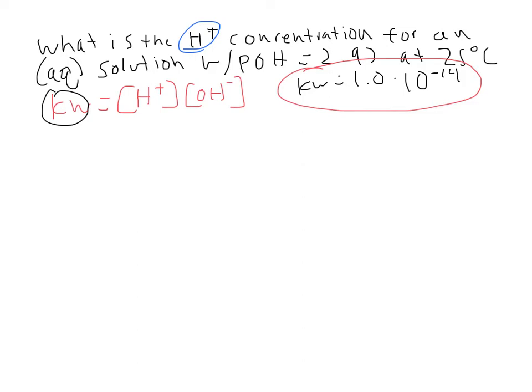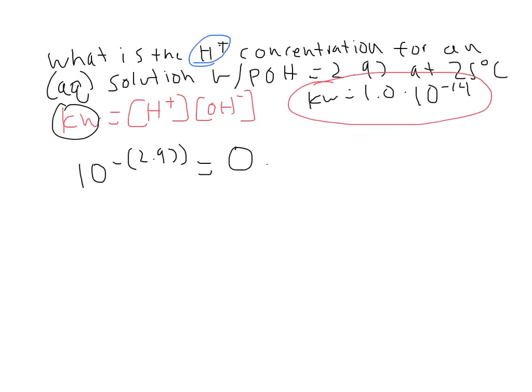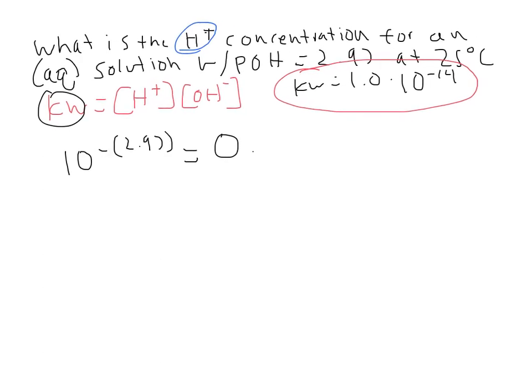We're given the pOH that equals 2.97, and a couple of slides before I showed you guys how to find the concentration given a pH or pOH value. So what do you do? You do the inverse log of the value given. This equals 0.001072.